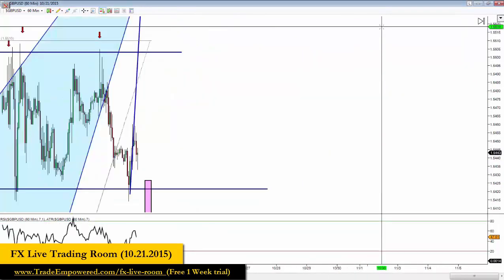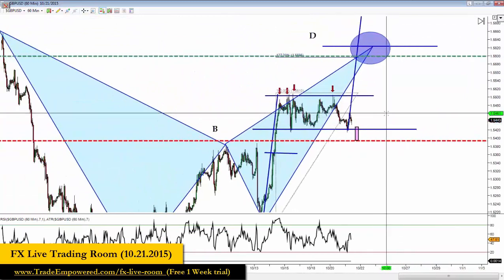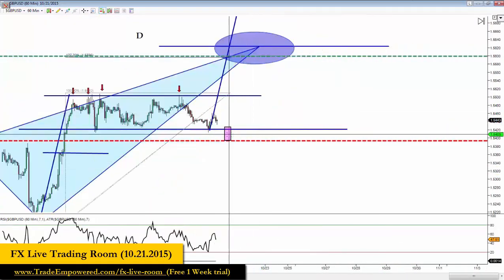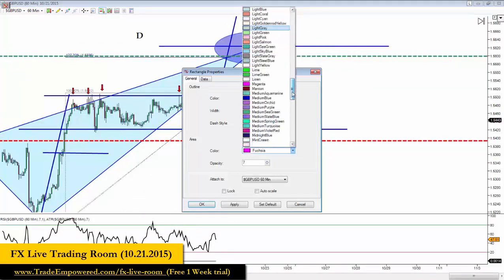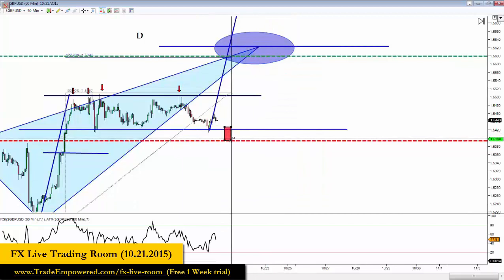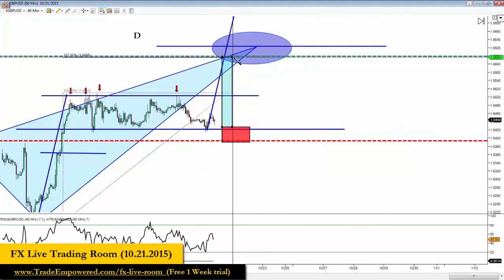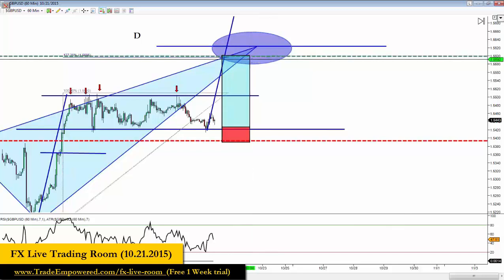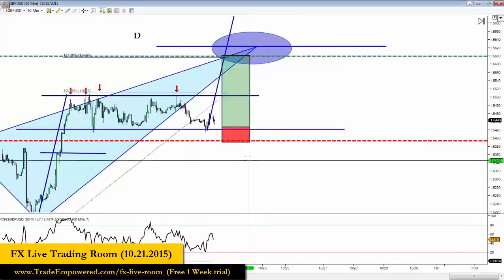Now, where does that line you up? Watch this. Risk, right? We talked about our risk being right down here. Let me make this a better color. Check out our reward. What are we looking at here? About 5 to 1.